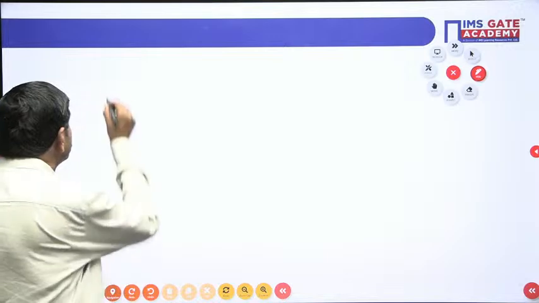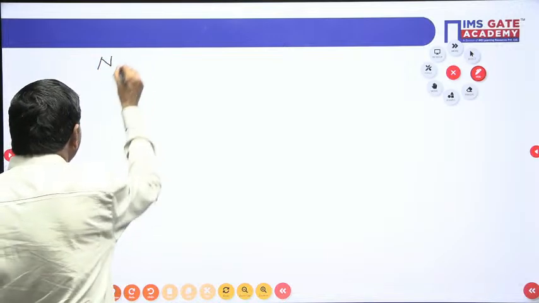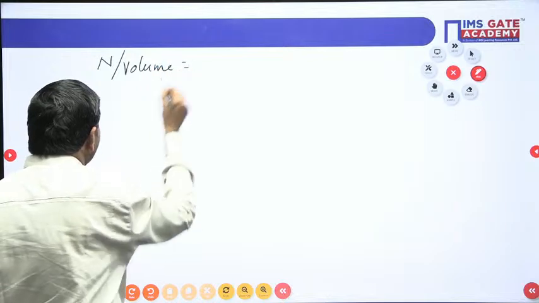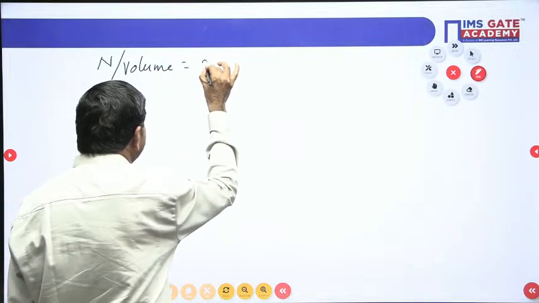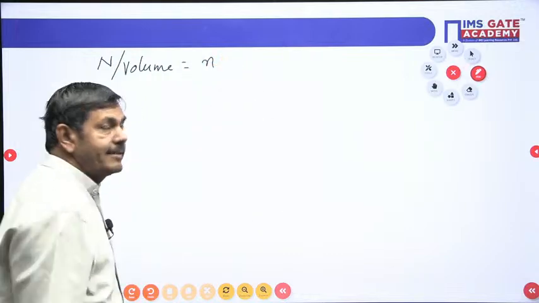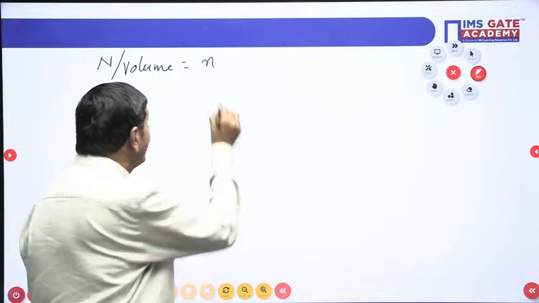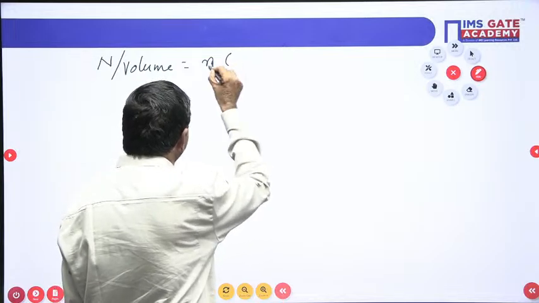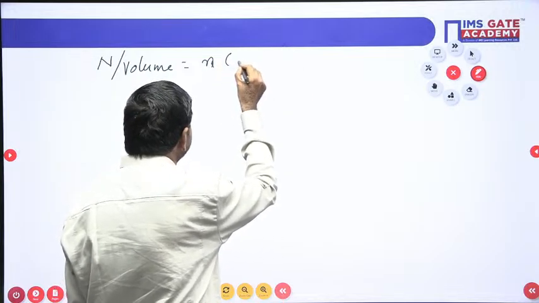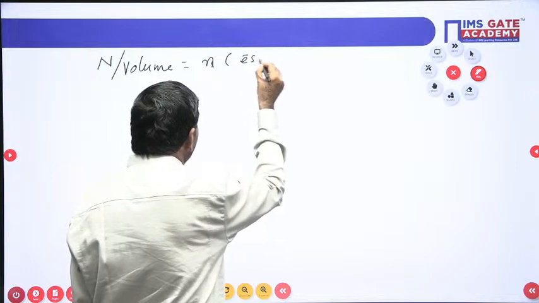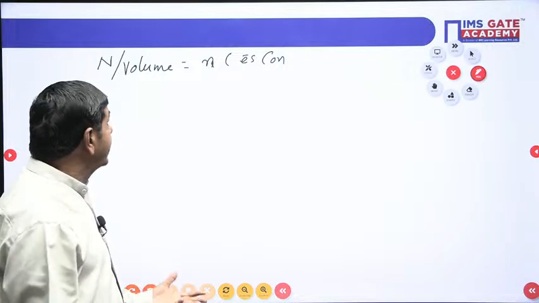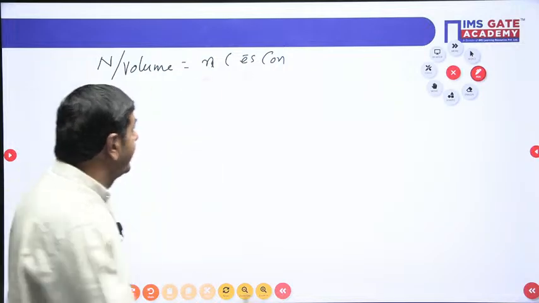I want to use N by volume, which I have taken as concentration, denoted by the symbol small n. Small n is said to be concentration. I said now this is the concentration. What concentration? Electrons concentration, n I have taken now, because it is a conductor only. In the conductor, what concentration can I have? Electrons concentration.